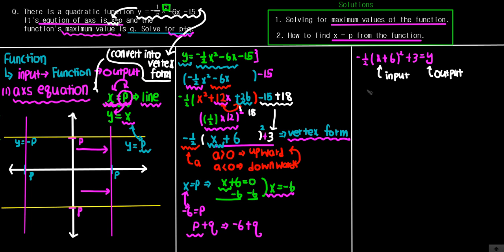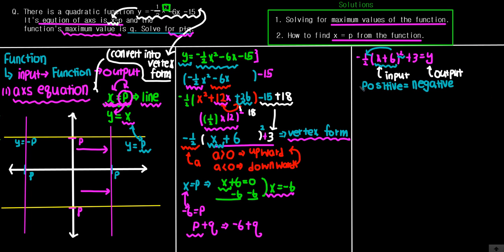Let's input the value as a positive value. When we input a positive value, let's just input the value of 1. 1 plus 6 is equal to 7. Squared is 49. But we have a times negative, which means whatever positive value we input, it will give us a negative value.